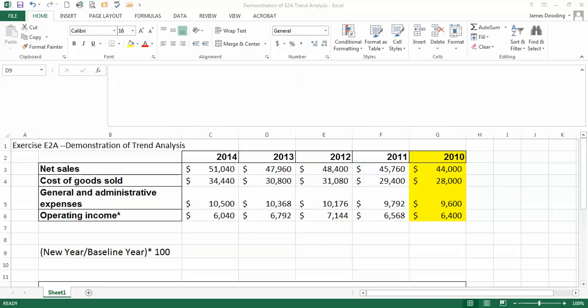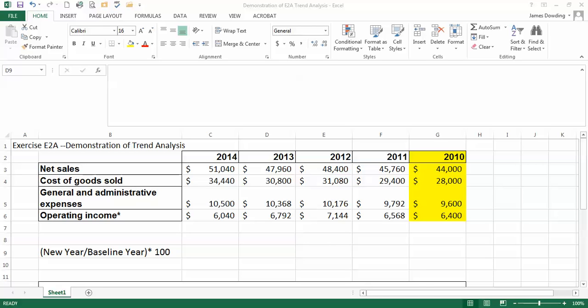This is a demonstration of trend analysis. In trend analysis, what we want to do is compare our statements to a baseline year. In this case, we're going to use the baseline year of 2010. Notice that I've highlighted 2010, our baseline year.